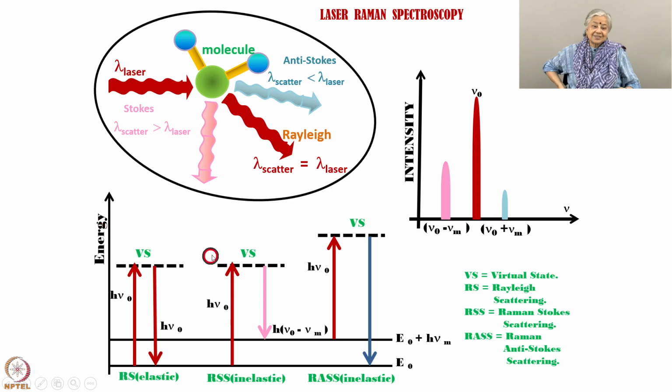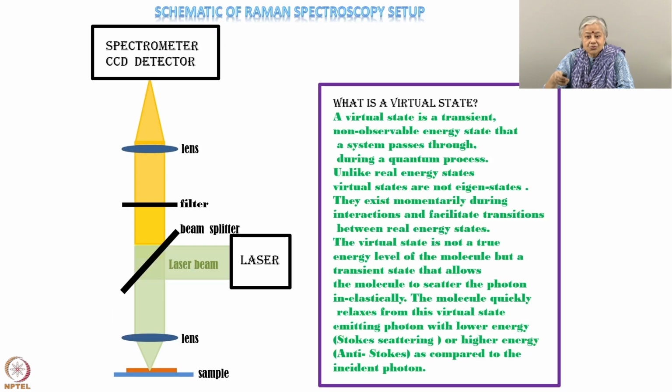So, that is the importance, I suppose, of the explanation of a virtual state. See, if it were an exact eigenstate, then you would not have been able to use a green laser in place of the red for the same molecule. Okay. So, it is a theory explanation which you have to think about a little bit and then understand its importance.